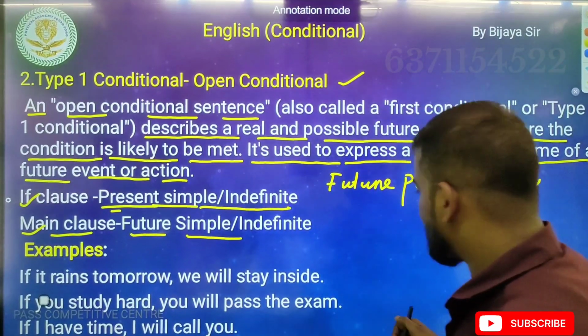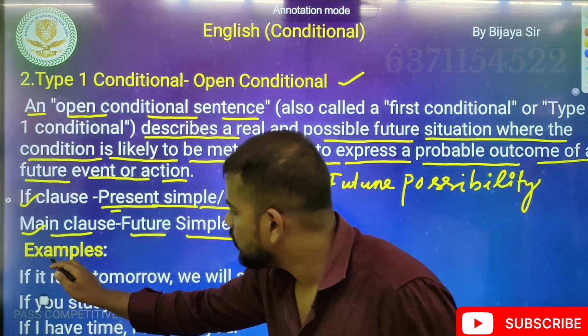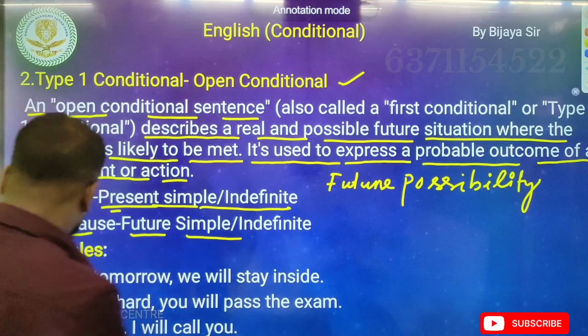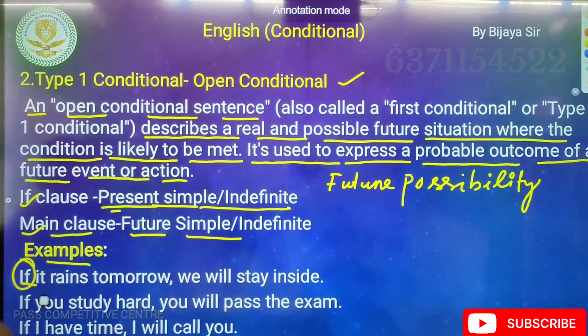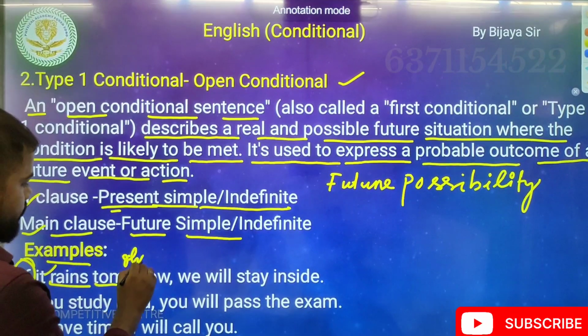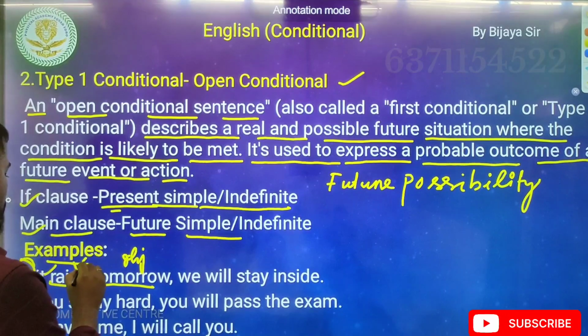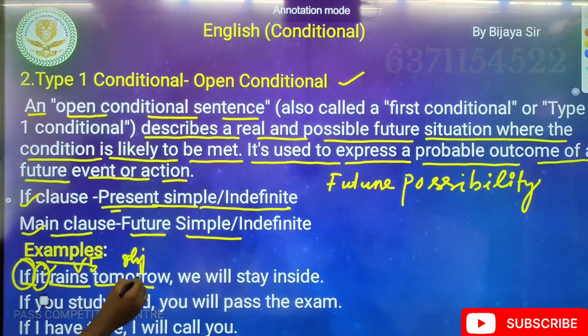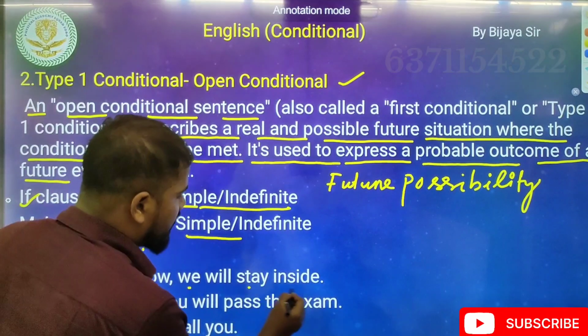So now let's look at certain examples, dear students. If it rains: it is the subject, rains is the verb, fifth form, tomorrow is the object. This one is the verb, fifth form, and this one is the subject. If it rains tomorrow, we will stay inside.